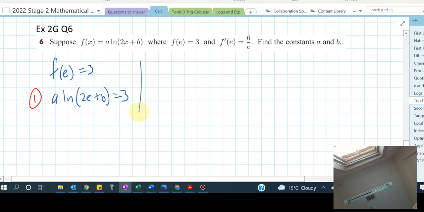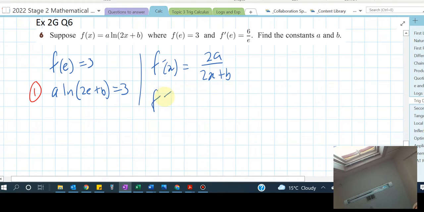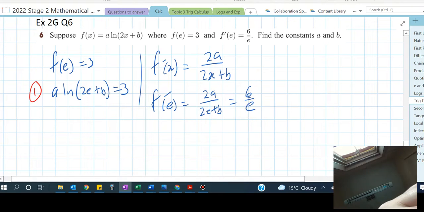Then we need to find f'(x). f'(x) comes from the chain rule. So 2 from the chain rule on the inside, A from out the front, over 2x plus B. And therefore, let's find f'(e). f'(e) is 2A over 2e plus B, and that is equal to 6 on e. And that is our second equation.